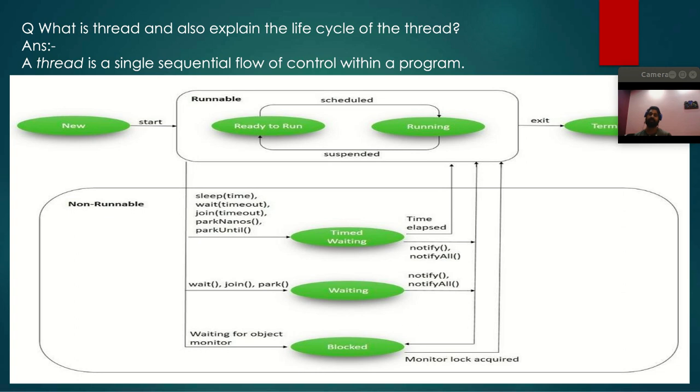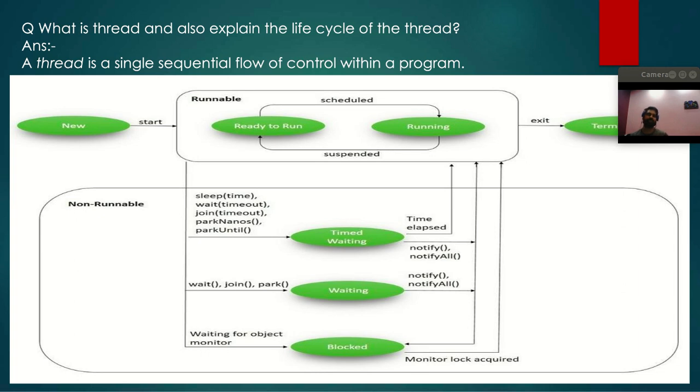A thread can be single threaded, and it can also be multi-threaded. In multi-threaded, multiple threads will try to execute your program. So we implement a multi-threaded environment when we want to execute the program and we need the result in a much faster manner. Then we can use a multi-threaded environment.